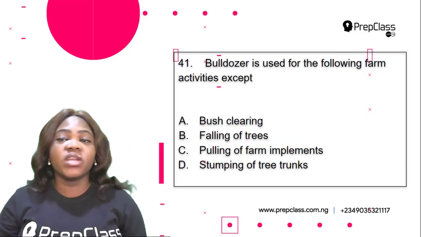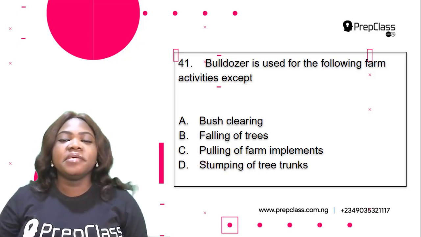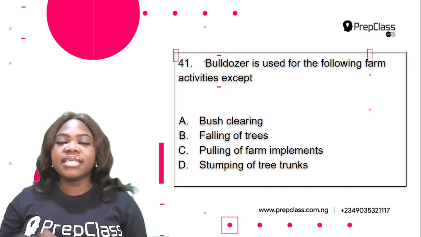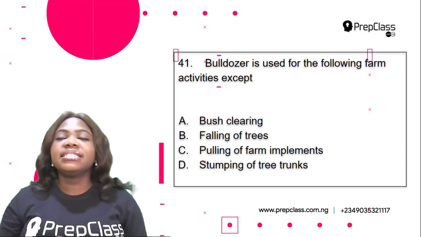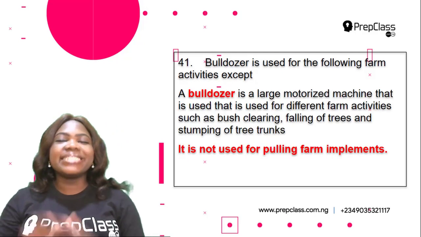So the first question is question 41. Bulldozer is used for the following farm activities except: A. Bush clearing, B. Falling of trees, C. Pulling of farm implements, D. Stomping of tree trunks.